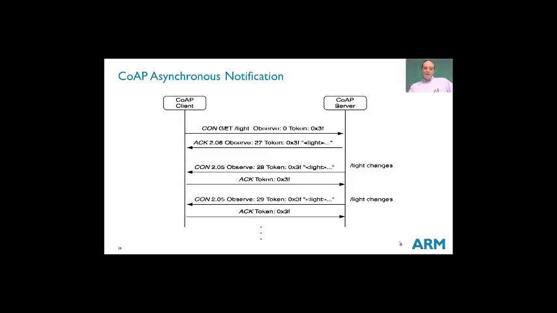And from then on, anytime the value of the resource changes, the server will be able to send an update back to the client. So it's a continuous stream of updates based on when the value of the resource changes, or any other time really that the CoAP server decides to send an update back to the client.